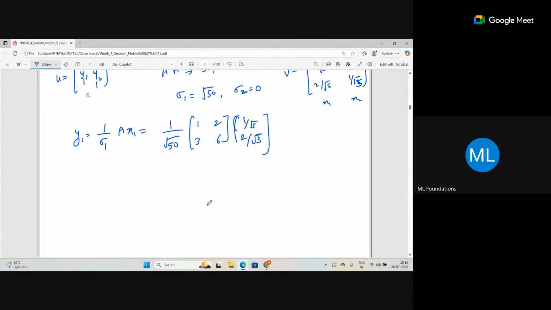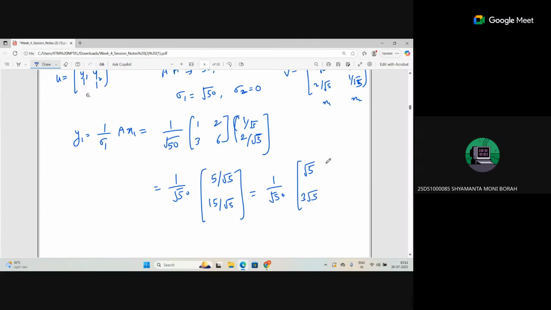So if I multiply that, what will I get? 1 upon root 50 times 5 by root 5 and 15 by root 5. 5 by root 5 is root 5, and 15 by root 5 is 3 root 5. Again divided by root 50. So what I'll get, the final one, is 1 by root 10.